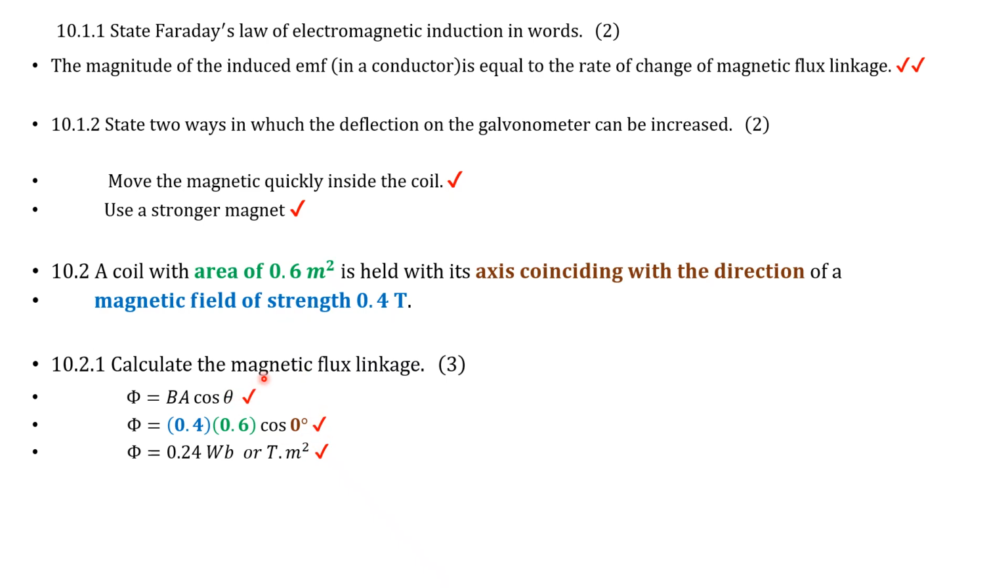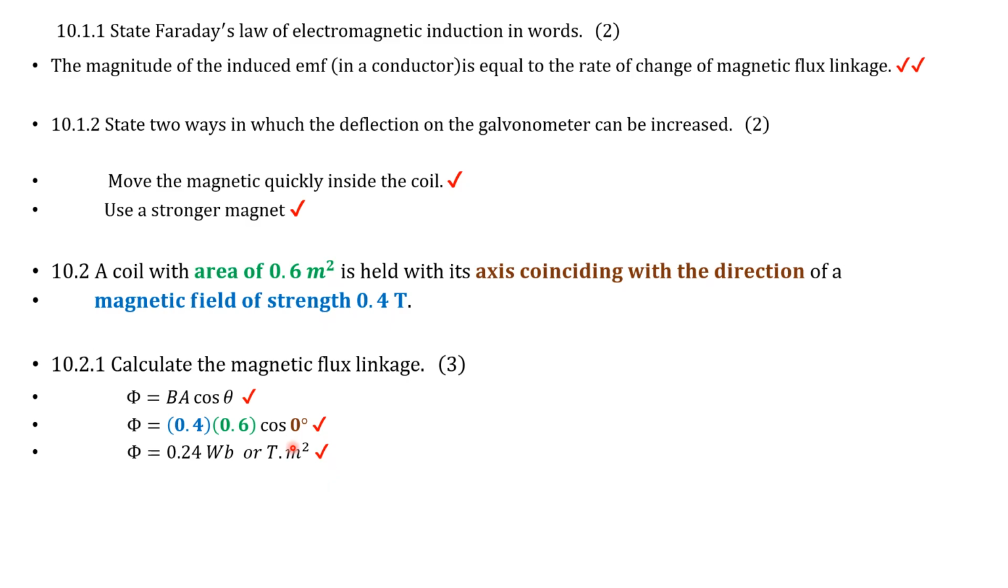Right, so 1 mark for the correct formula, 1 mark for substituting correctly, and then the last mark for getting the answer in Weber. Alright, so cos 0 is 1, 0.4 times 0.6, 4 times 6 is 24, so therefore 0.24. Take note, we can also say Teslas per meter squared. So that is how we calculate the magnetic flux linkage. Let's go to the next question. So we remember this one was 0.24 Weber.